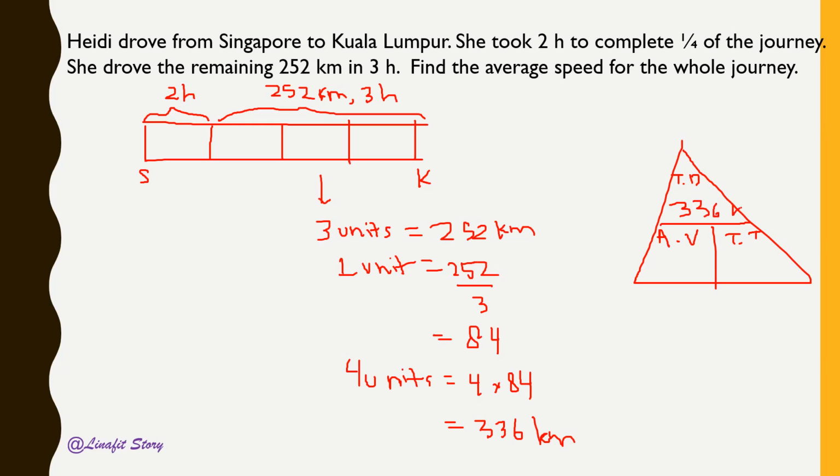336 km, while the total time taken for the whole journey is 2 hours plus 3 hours equals 5 hours. Then to get the average speed is 336 km divided by 5 hours equals 67.2 km per hour. So the average speed for the whole journey was 67.2 km per hour.